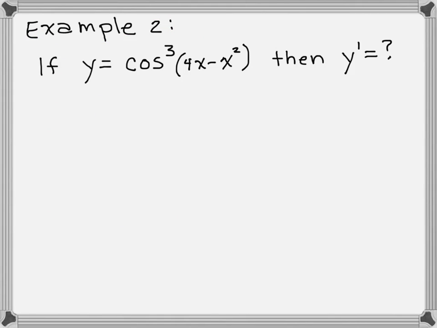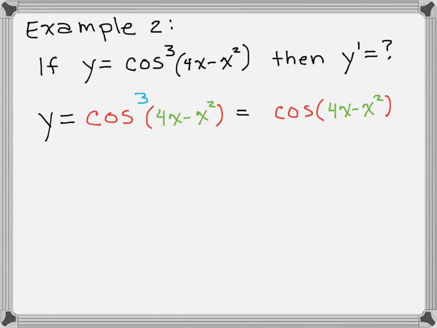Another example. Here we have another composite function. This is a composition of three functions. We have cosine of something, we have something cubed, and we have the polynomial function of x. So let's rewrite it again to show that we're taking the cosine of something and then that entire cosine is being cubed, so that the raised to the third power is our outermost function.